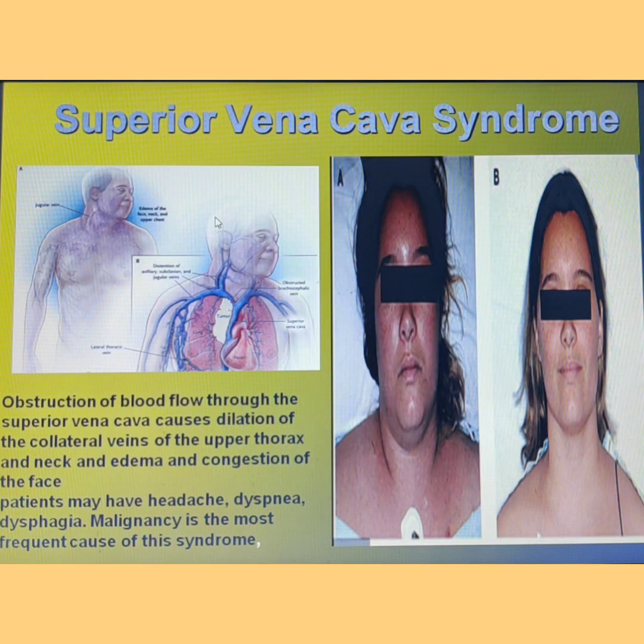Now coming to the superior vena cava syndrome. So what happens in the superior vena cava syndrome? Obstruction of blood flow through the superior vena cava causes dilatation of the collateral veins of the upper thorax and neck, and edema and congestion of the face. So patients may have headache, dyspnea, dysphagia. Malignancy is the most frequent cause of this syndrome, the superior vena cava syndrome.